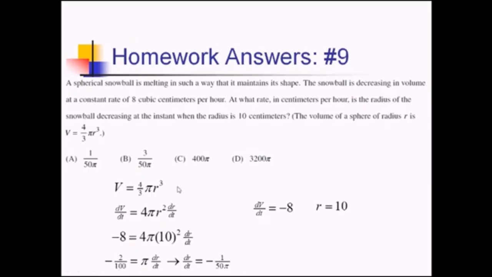Now, you might look at the answer choices and be like, well, hey, there's no -1 over 50 pi. But if you reread the question, they want the rate at which the radius is decreasing. Well, we've got a decreasing rate of change here because it's negative. The rate at which it is decreasing, they're just asking for the absolute portion of this, which is 1 over 50 pi, choice A.